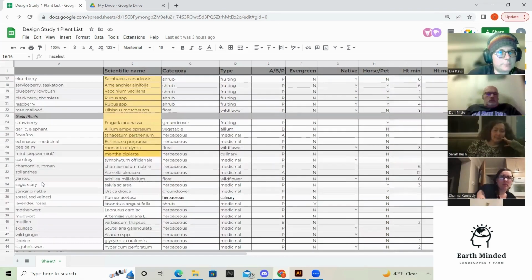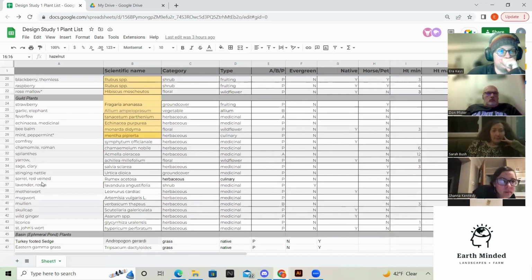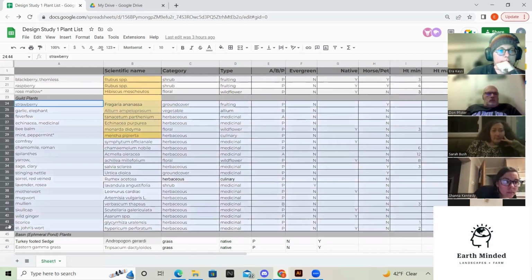Okay, let's go to some guild plants. So we have rows 24 through 44. Now, much of these guild plants are medicinal or edible plants for the family.